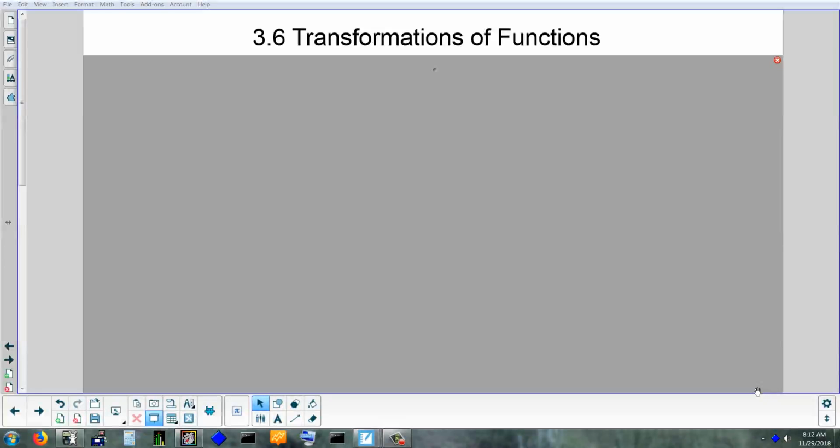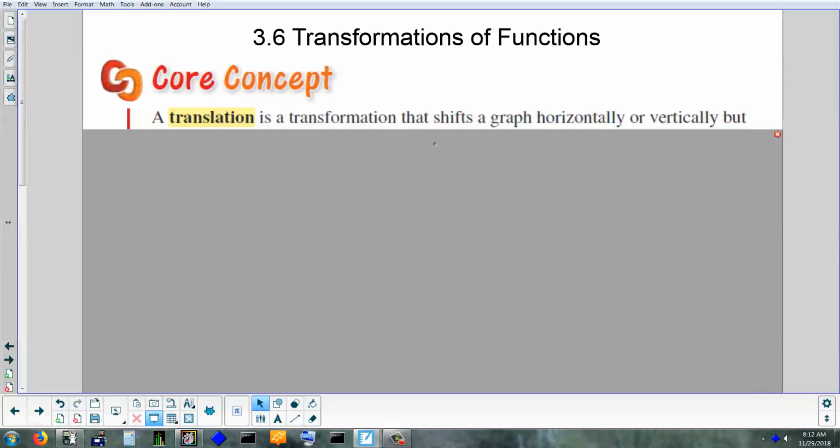So the last section we're going to look at this week is 3.6, and we're going to take a look at what's called transformations of functions. So it's taking something that you already have and just moving it somewhere else or making it look a little different. Right? So I'm going to give you a definition of two transformations that we're going to do today, and I'm going to show you a picture, and I think it'll make sense what it is.